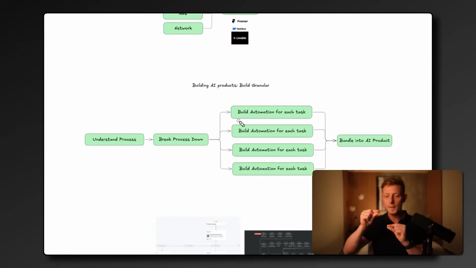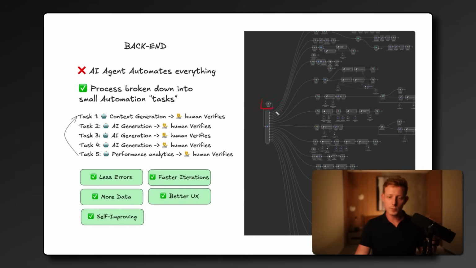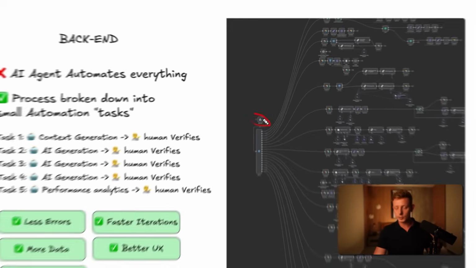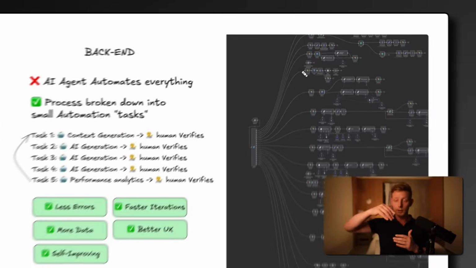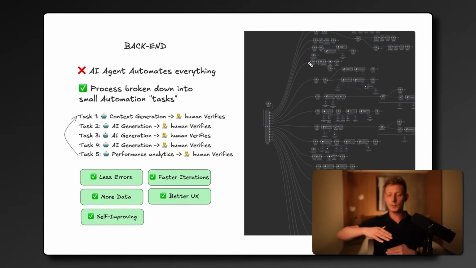So we really want to build granular. Don't try to automate that entire workflow in one go, right? That will make it a lot easier for you to build these AI products. It's by basically having this one webhook that connects to our database, and then we have a switch node here that connects all of these smaller workflows, the smaller automation tasks, inside of the larger workflow.